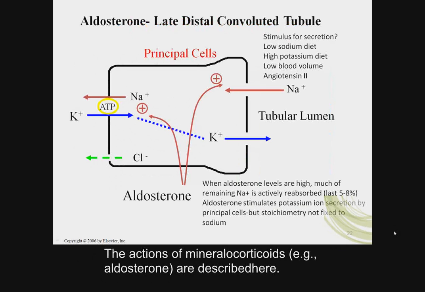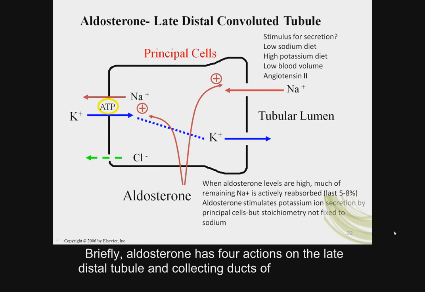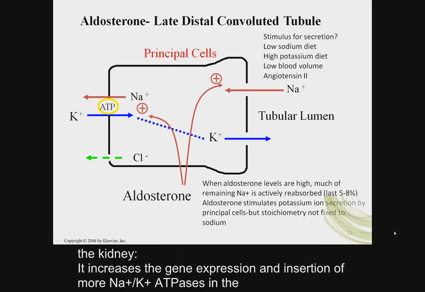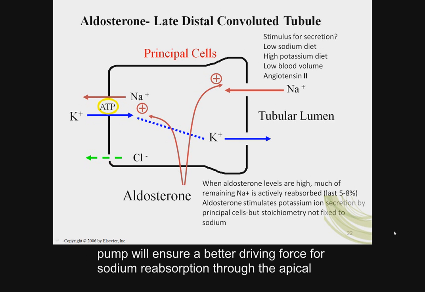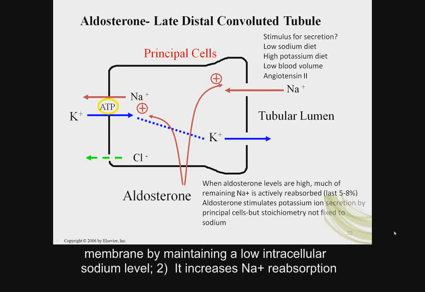The actions of mineralocorticoids, for example, aldosterone, are described here. Briefly, aldosterone has 4 actions on the late distal tubule and collecting ducts of the kidney. 1. It increases the gene expression and insertion of more sodium-potassium ATPases in the basolateral cell membranes of the principal cells in the late distal convoluted tubule. More activity of this pump will ensure a better driving force for sodium reabsorption through the apical membrane by maintaining a low intracellular sodium level.